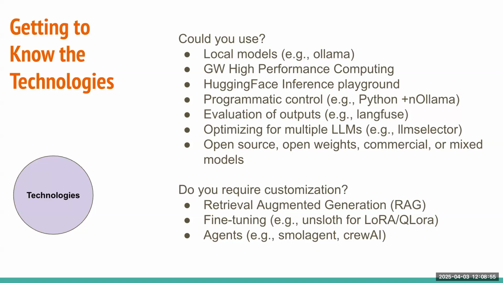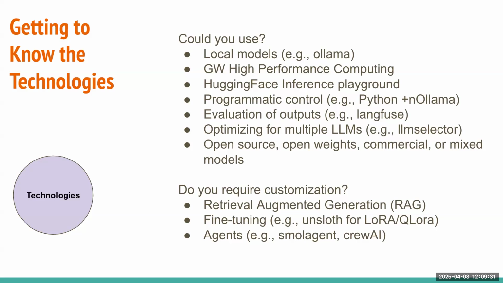At some point, you'll probably want to move to using programmatic controls if you're going to be using it within research. So that you're not just using web interfaces, but you're using Python or R or something to actually test and use a variety of different models. You'll want to evaluate the outputs. As well, if you're going to use multiple LLMs, there's a great tool called LLM Selector that will help you figure out, given the task, which might be the best models for that task at this time.